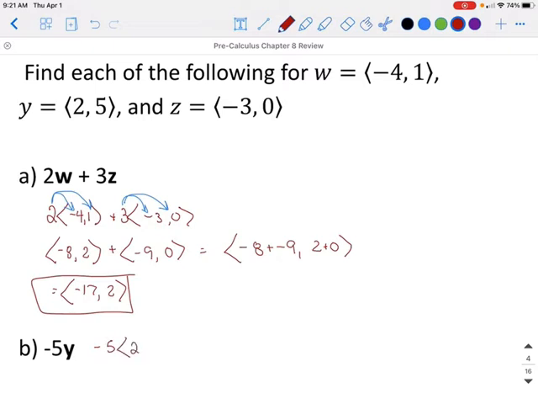For the next one, we're just going to do negative 5 times vector y. Again, we're just going to take that negative 5 and distribute it to both of the pieces. So this will give us negative 10 and negative 25.